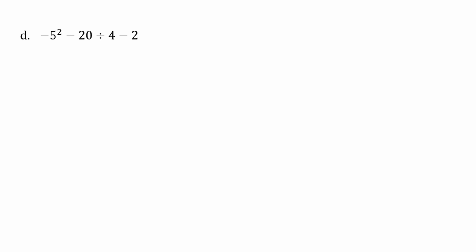I like this problem. You can put a star by this one. You can expect to see something like this on the homework for sure. So we've got negative 5 squared minus 20 divided by 4 minus 2.